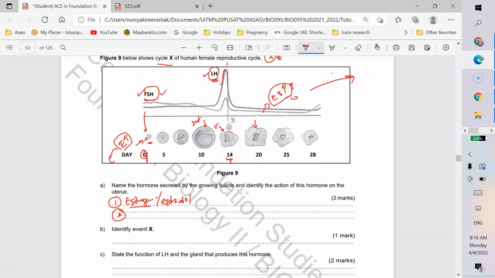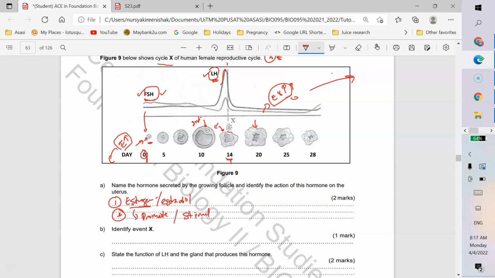Okay, you have to take note of the keyword that you must include when answering this question. When you are answering the function of the hormone estrogen or estradiol, the keyword that you must include is to promote ataupun stimulate.